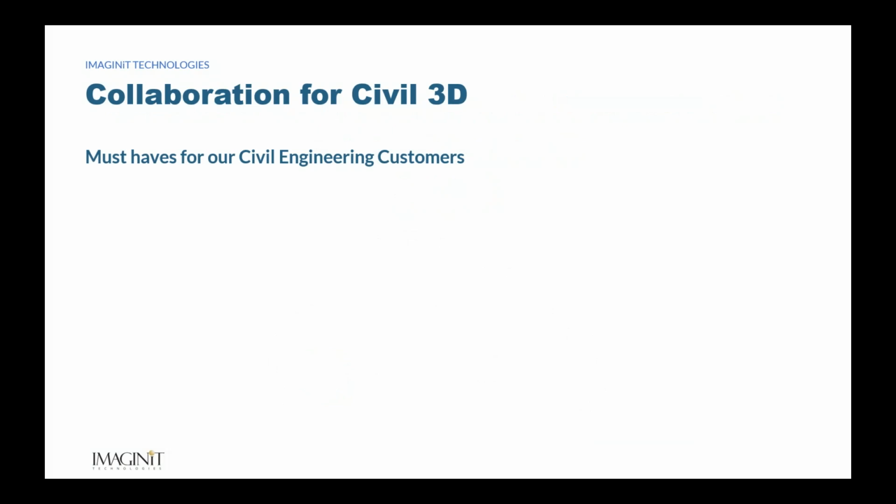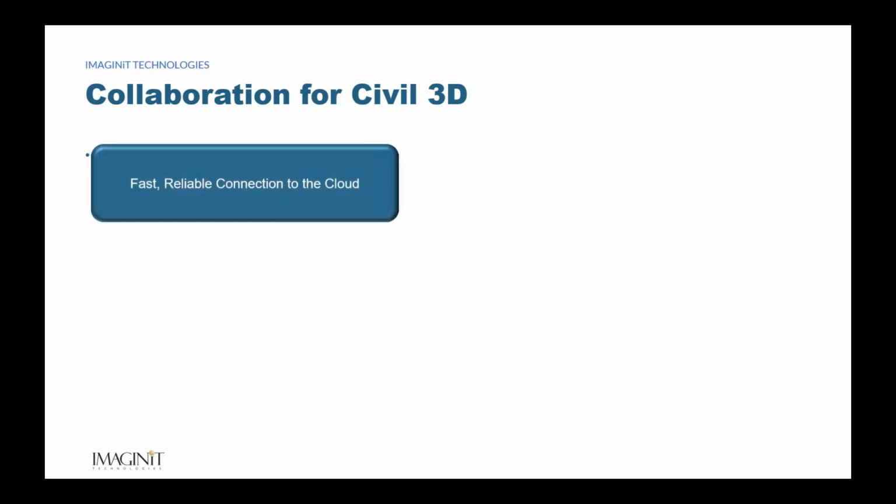So collaboration for Civil 3D, we look at these must-haves for civil engineering customers. It needs to be fast, reliable, and connected to the cloud. That is key. That's where we started with this, and that's one of the main things that you need to have. And there were some challenges over the years getting to this. But one of the key things that we did is there's a piece called Desktop Connector, and we'll talk more about that as we go through here.